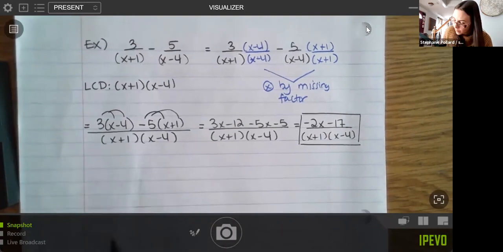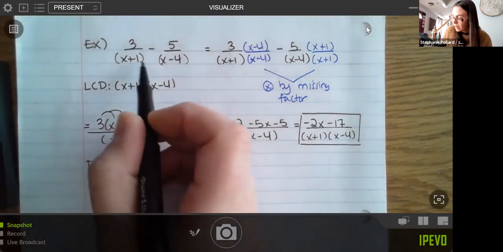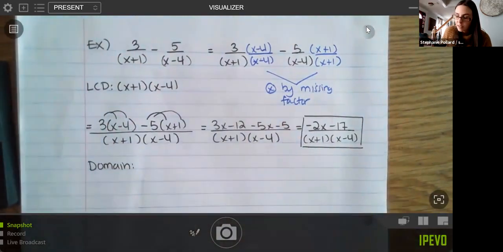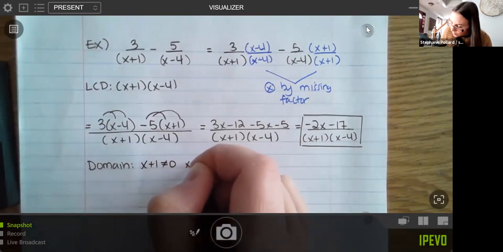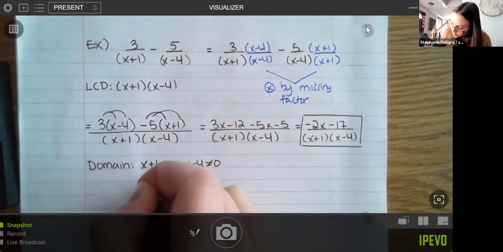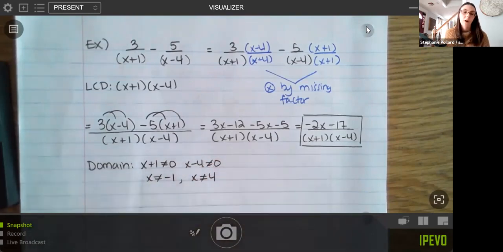You do have to be careful here with your domains, right? So we have the same factors or same denominators in all cases here. So you need to make sure that x plus 1 is not 0 and x minus 4 is not 0. So we're going to exclude negative 1 and positive 4 here for our domain.